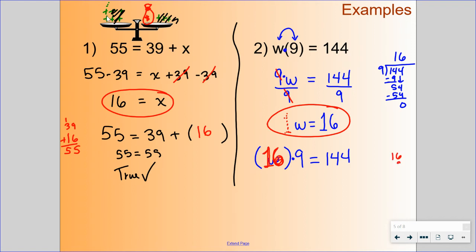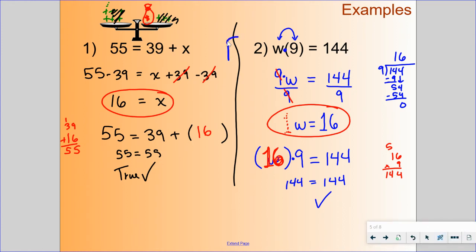Going off to the side, 16 times 9. 6 times 9 is 54, carry the 5. 9 times 1 plus 5, 14. And we quickly see this to be a true statement. A little bit of disappearing ink, folks.